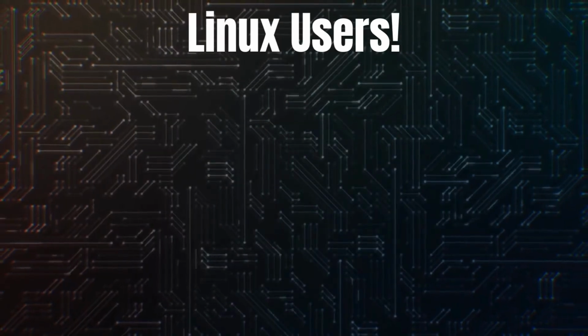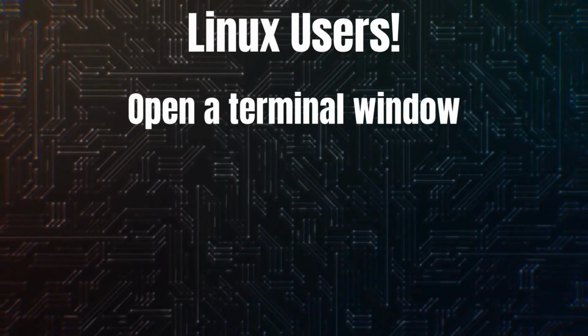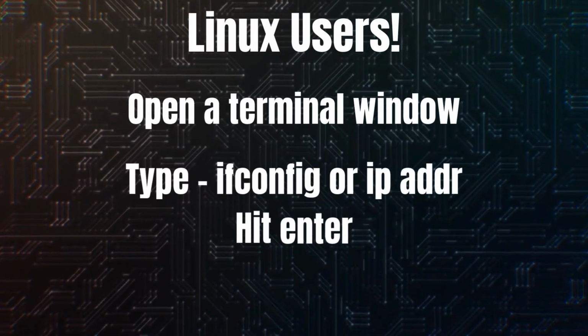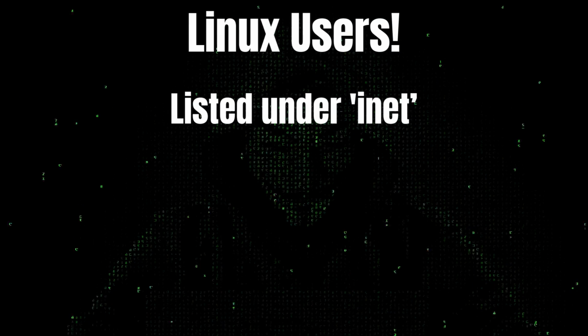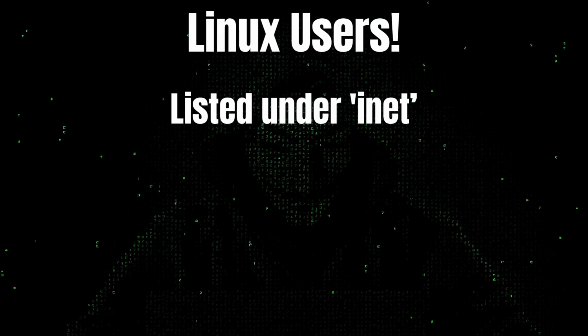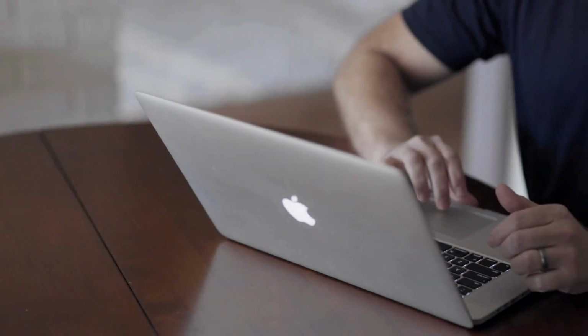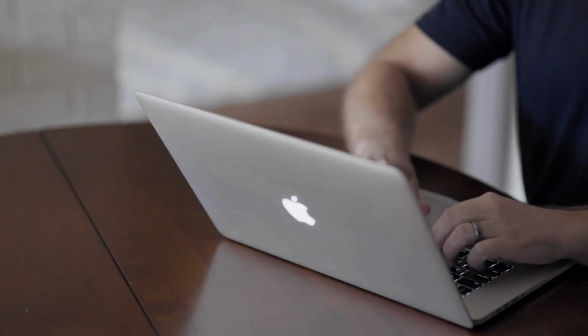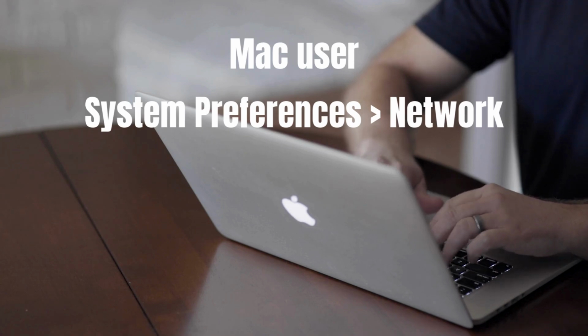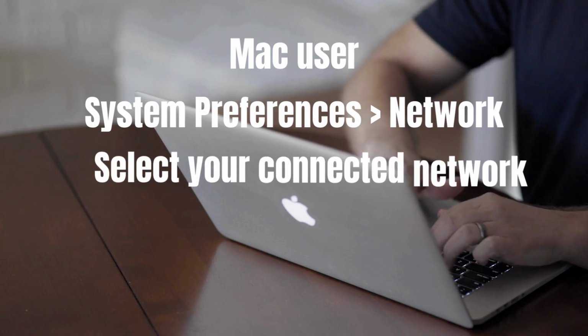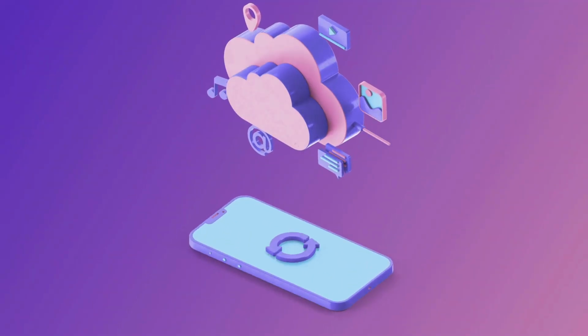Linux users, don't feel left out. Open a terminal and type ifconfig or ip addr show and hit Enter. Your IP address will be listed under inet next to your active network connection. It's as straightforward as it gets. Mac user, no problem. Just go to System Preferences > Network. Select your connected network and your IP address will be right there. It's like finding your keys where you always leave them.